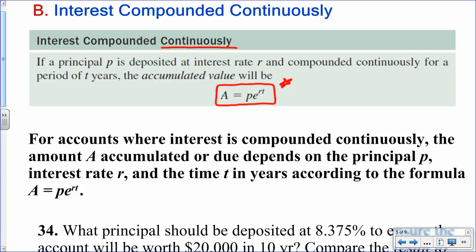RT is an exponent. That is the last one you have to have memorized. And this is specifically for continuously compounded interest. So this is the reason why we have the number E. Okay? And keep in mind, E is a number, not a variable. So A, P, R, and T mean the same thing as they do for all the other formulas.